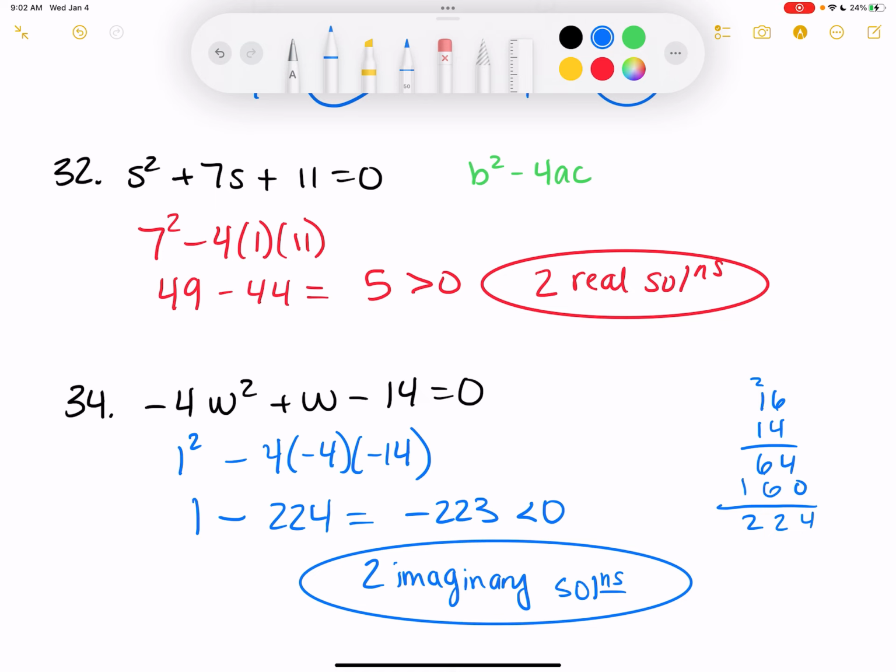So if it happens to come out equal to 0, then there's just one real solution, but there's literally only one problem in the section about that. So any questions about those? Okay.